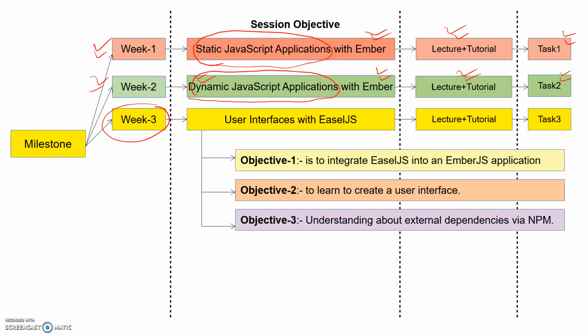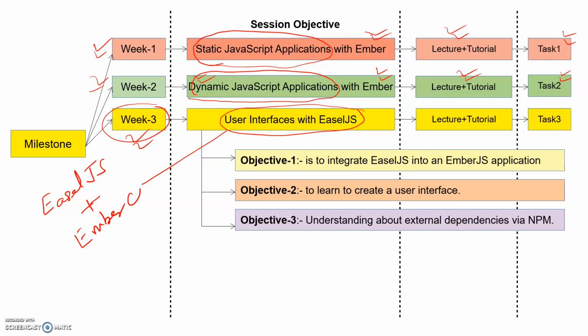This is week number 3, and in this week the aim is to create a user interface using EaselJS. Let me summarize this. You are going to use a new framework which is called EaselJS, and you are going to integrate it with Ember CLI. That is what you did in week number 1 and 2. And you are going to complete lectures and tutorials for week number 3, and then you will work on task number 3.